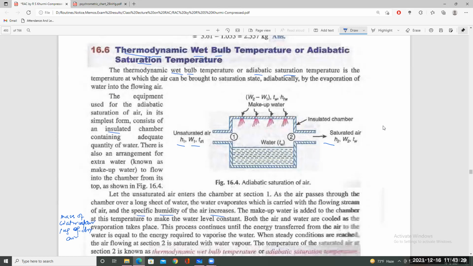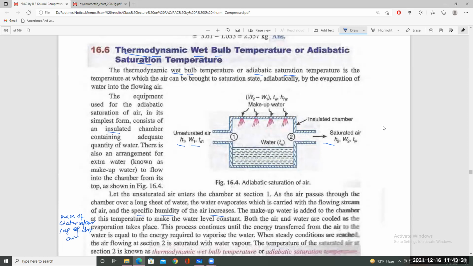Now, it is open from the top. We supply water when we find that the water level is going down. So, time and again, maybe intermittently, we have to supply water so that the water level is maintained at a certain level, as it is being absorbed continuously by the incoming air.